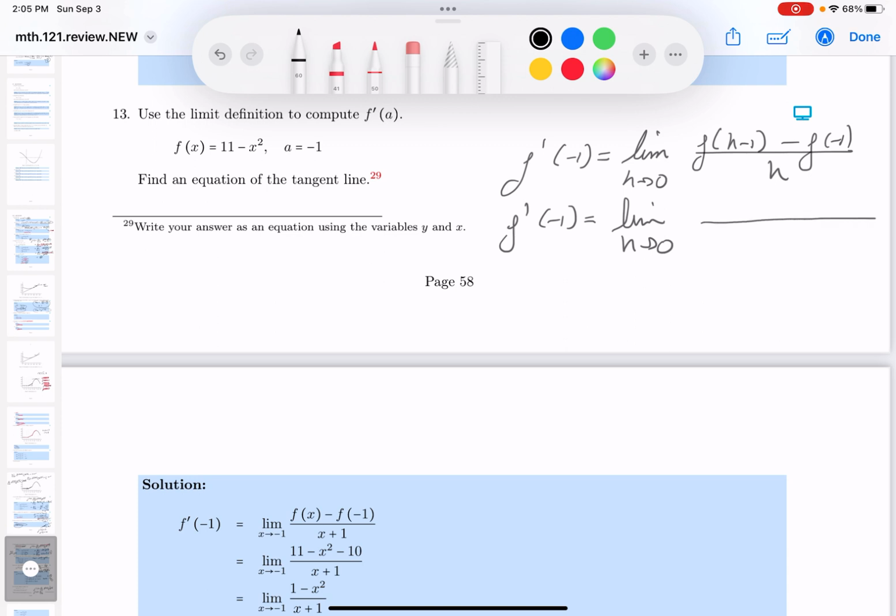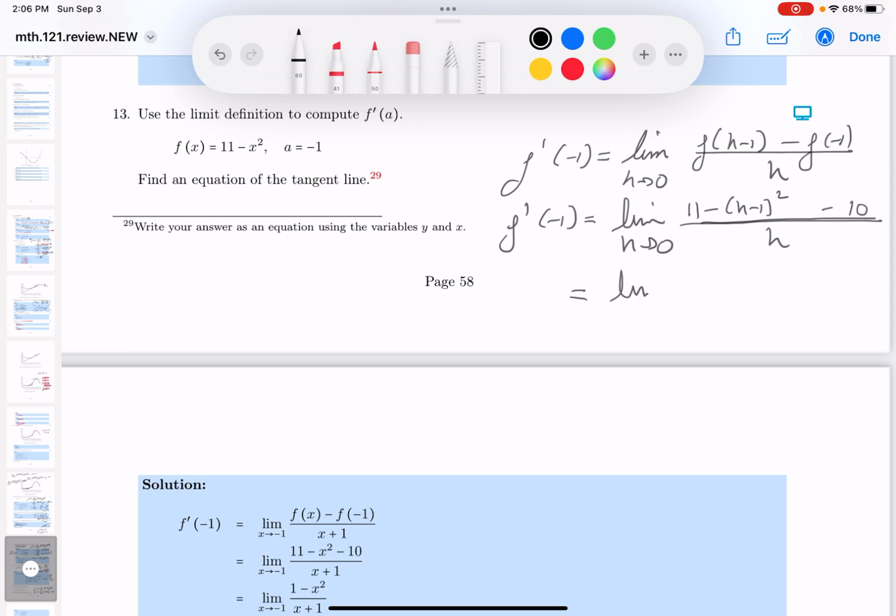and let's take a look. I'm going to do f of minus 1 first, and that's going to be 11 minus 1, because when you square minus 1, you get 1, and that's going to be 10. Relatively simple. Now what I'm going to do is the h minus 1. What do I get? 11. And then it's going to be, let's see, minus h minus 1 squared over h. I still have to massage it, right?